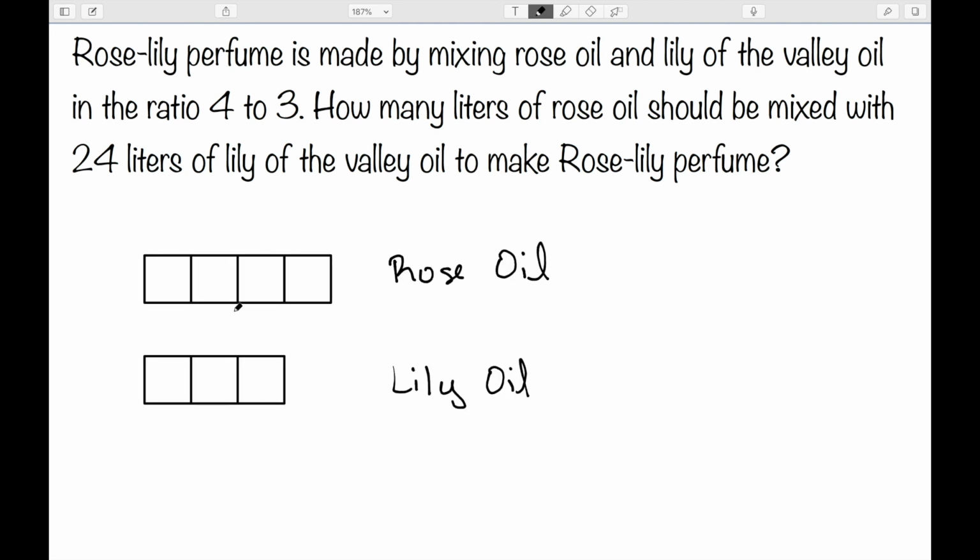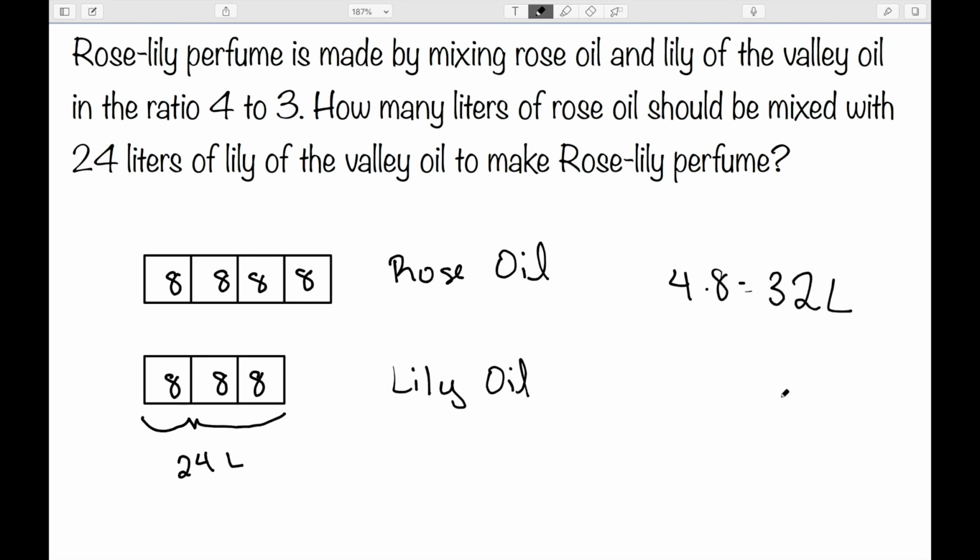So here I have my strip diagram. We know we need a 4:3 ratio, so I have 4 blocks for rose oil and 3 blocks for lily oil. And we know we have a total of 24 liters here, which tells me that if I divide it evenly into 3 pieces, there will be 8 in each piece. So up here, there must also be 8 in each piece. And so we can see that total, we have 4 times 8, or 32 liters of rose oil.